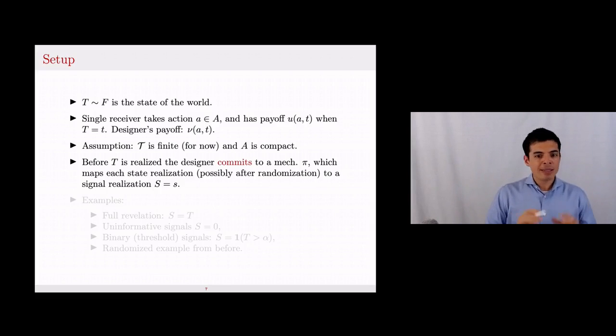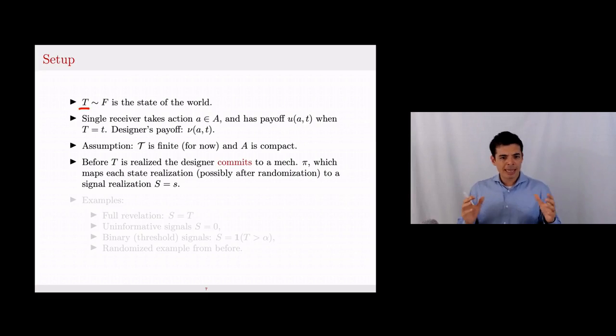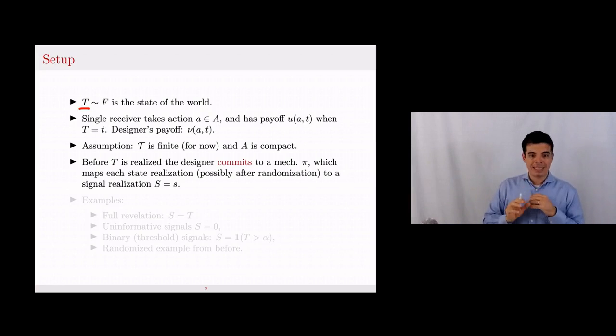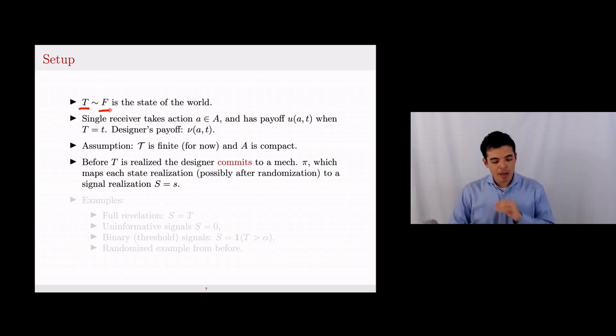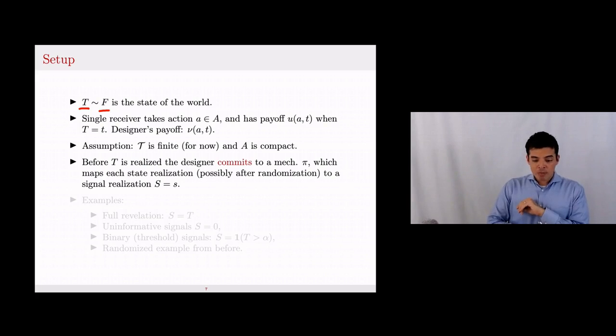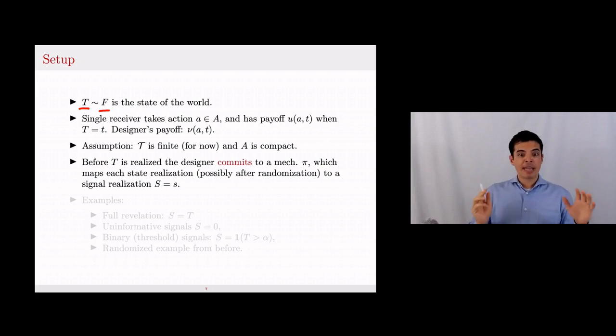We are going to assume that there's an underlying state of the world, which is denoted by T. We are going to model the state by a random variable. A priori, the state is not known by the receiver or the designer or the sender. And we are going to assume that the state is distributed according to a known distribution, which I denote by F. For now, we are going to assume that there is a single receiver, and the receiver decides what action to take.